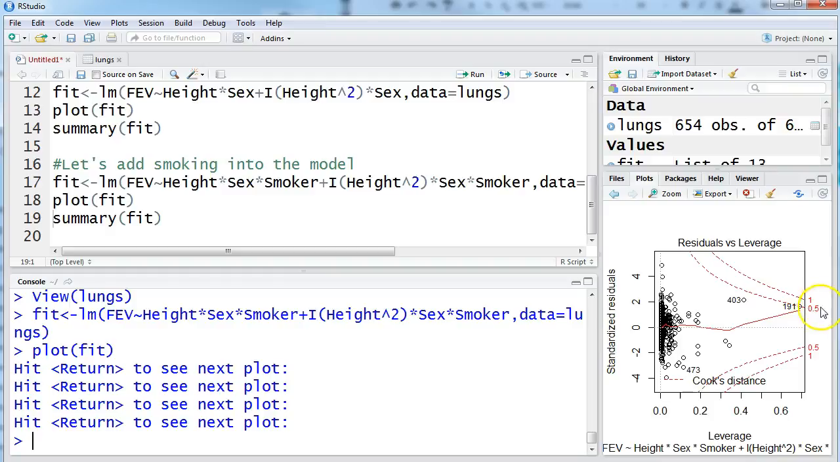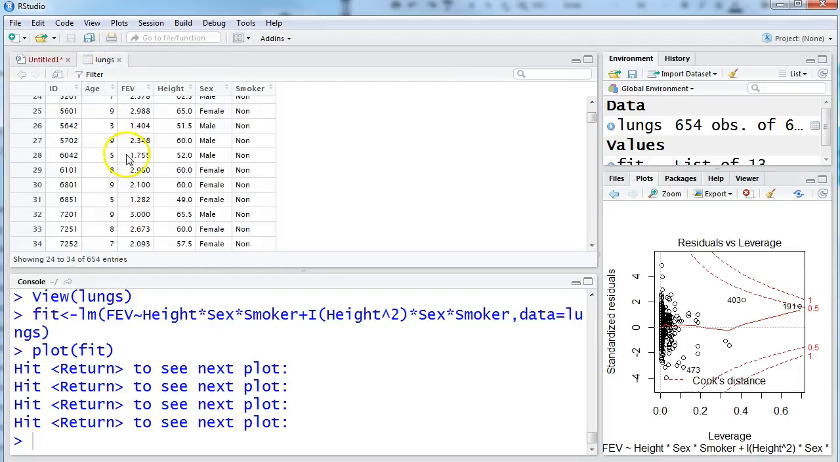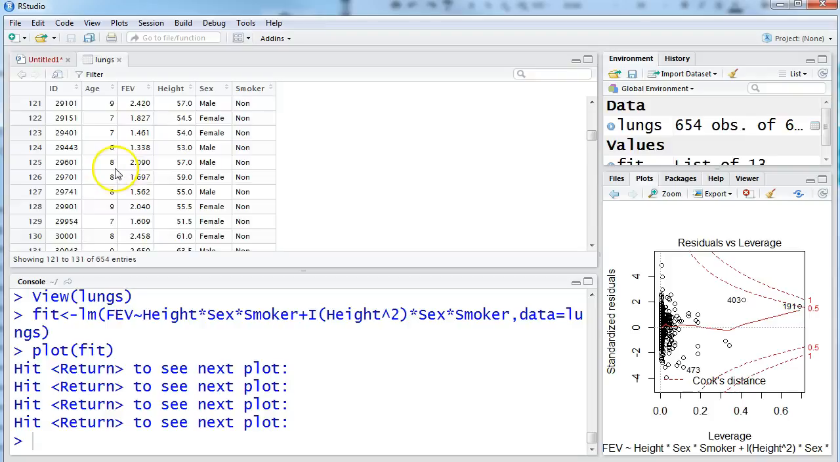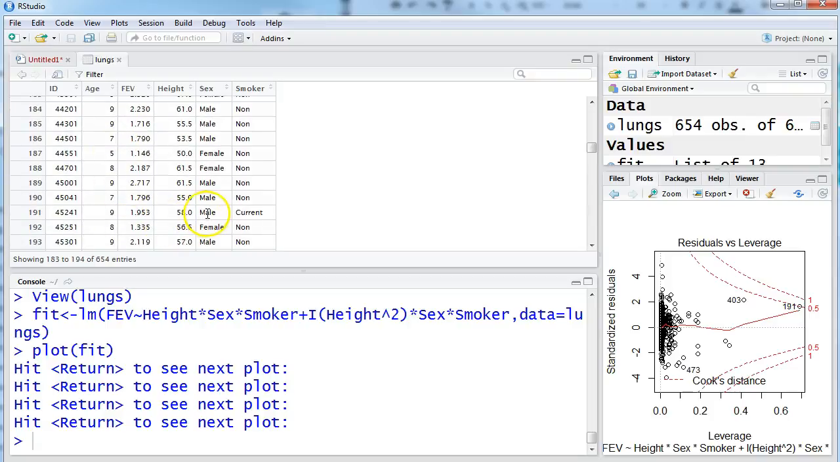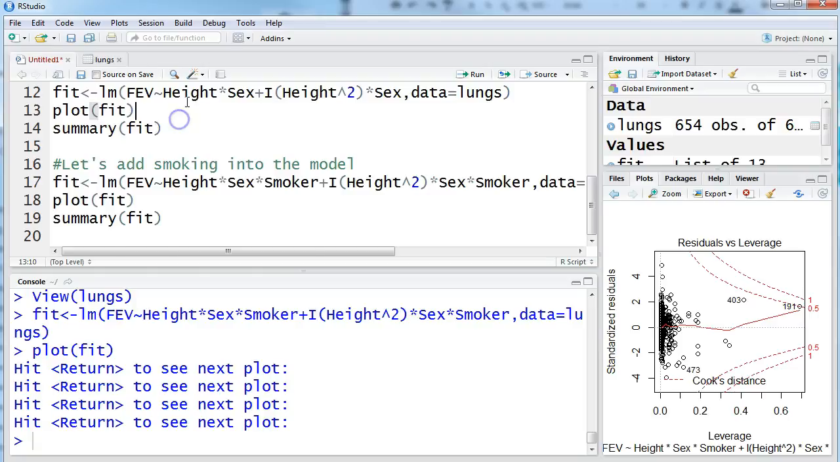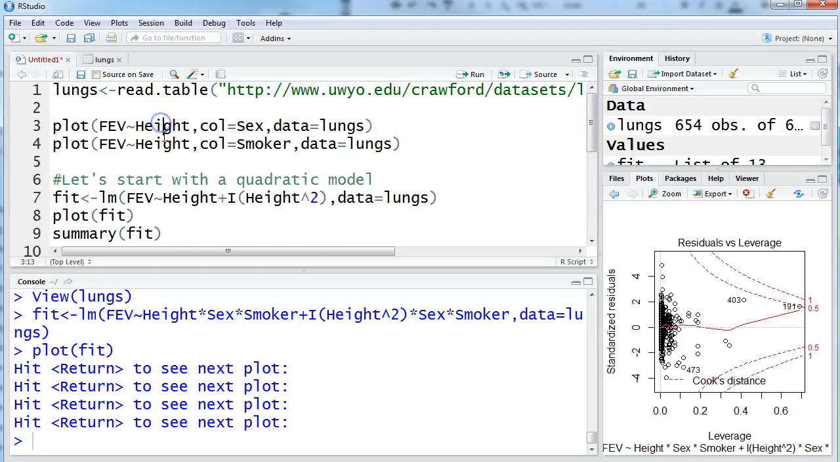Ooh, and now there's a data point, data point 191 did not look weird before, but now suddenly there's something about 191 that looks weird. And I actually don't know what it is. I probably should pause the video to go look at data point 191. This is a male who does smoke and has a lung volume of 1.953. How does that look in regards to the picture?